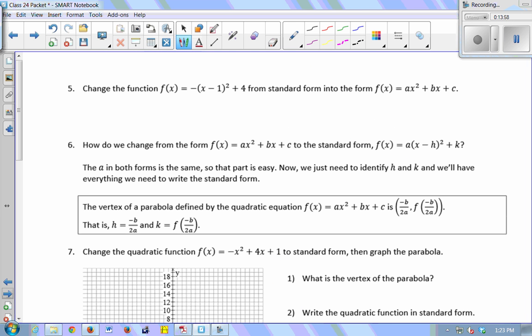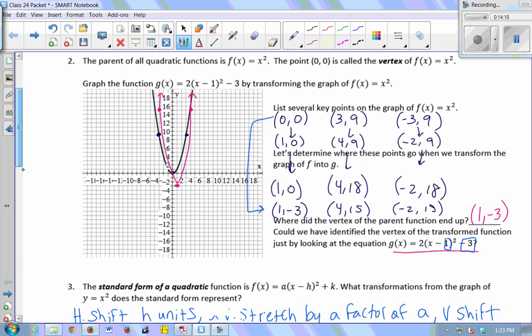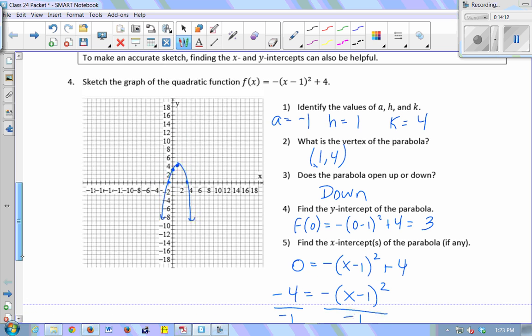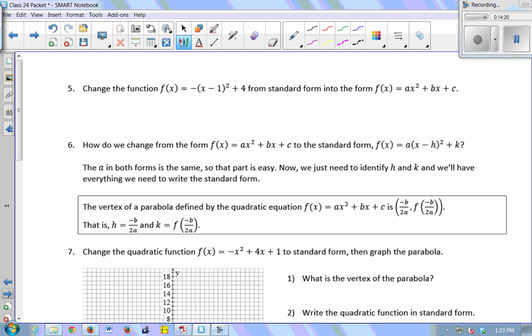All right, so same function. What if I told you at the very beginning of the lecture that the definition of a quadratic function was that you could put it in this form, ax squared plus bx plus c? But we just graphed a function that did not look anything like that, right? x minus 1 squared plus 4 is not in the form ax squared plus bx plus c. How could I change this function into this form?